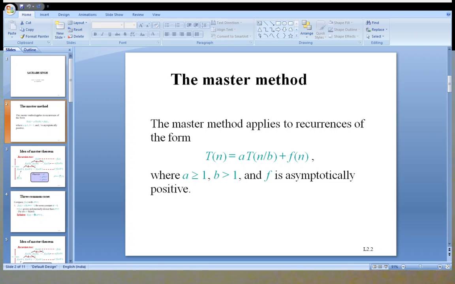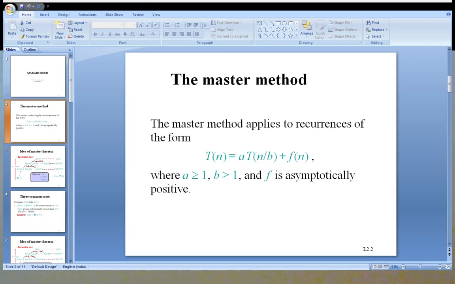In master's method, there is an input problem of size n. We are dividing that problem into a number of subproblems, and each subproblem is of size n/b, plus f(n). Here a and b should be greater than 1, meaning the number of subproblems and the division factor should be greater than 1, and f(n) is the cost of dividing the major problem into smaller subproblems. If this condition holds, then only we can apply the master's method, otherwise we can't.